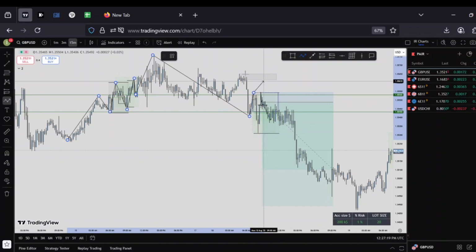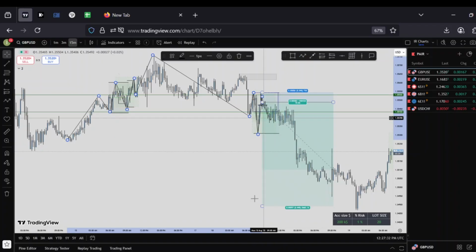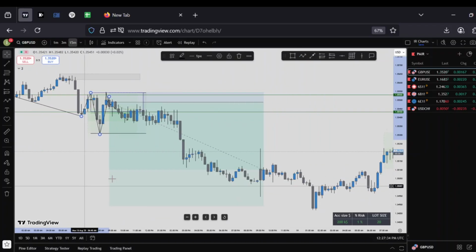I was thinking on that day that price would come and mitigate my supply zone, but no, price pushed down with a lot of volume and gave me a new zone, which is the one around here. So I waited for it to tap, and then I went to the 1 minute to pick my entry. Let me show you how I picked my zone.